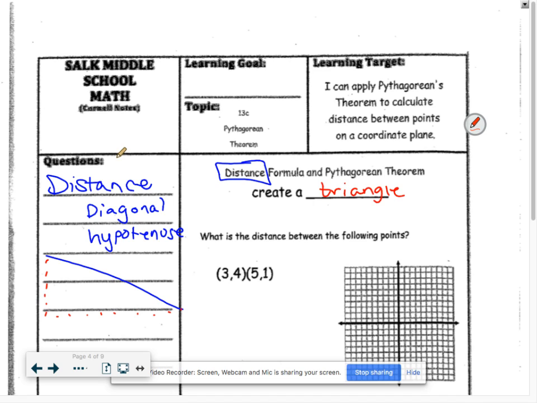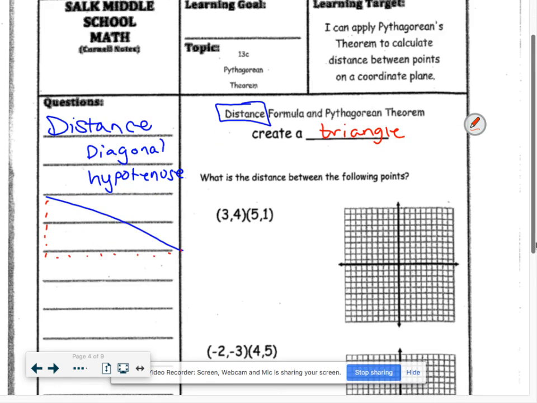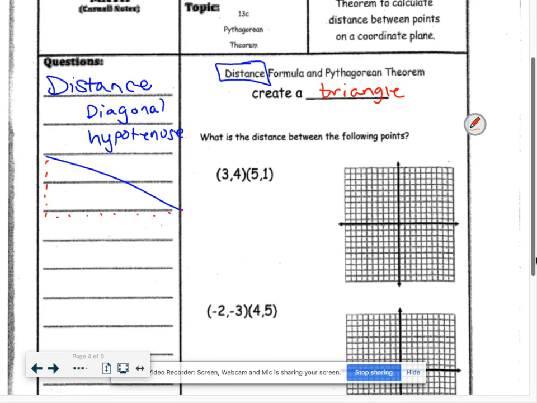Today you will always be looking for distance, and distance is that diagonal. So you're always going to be looking for the hypotenuse today. Okay, so if I have these 2 points, (3, 4) and (5, 1), and I think you had that on day 1 or day 2 homework. I forget which day you guys had it, but you need to find how far apart they are from each other. So what I do is plot them and make a triangle.